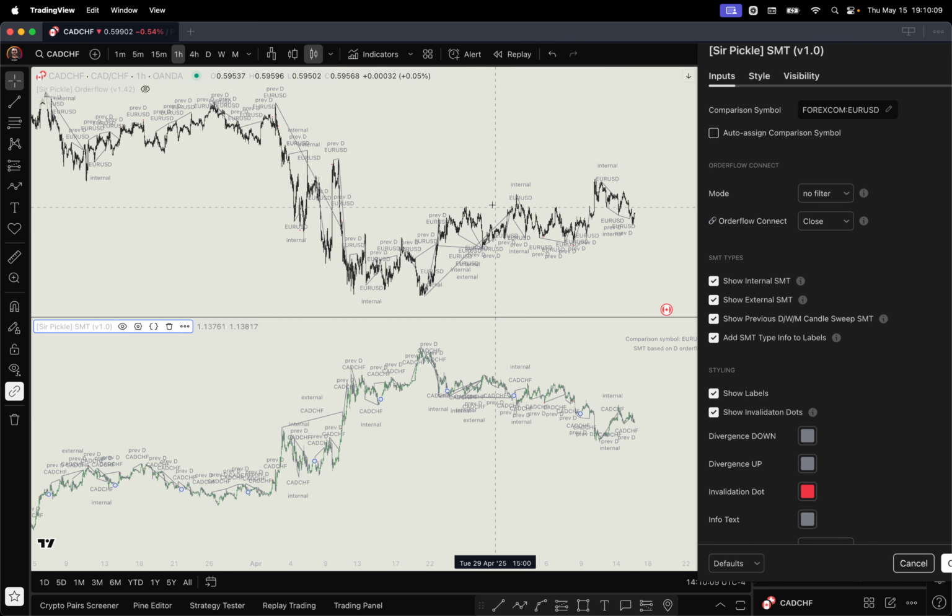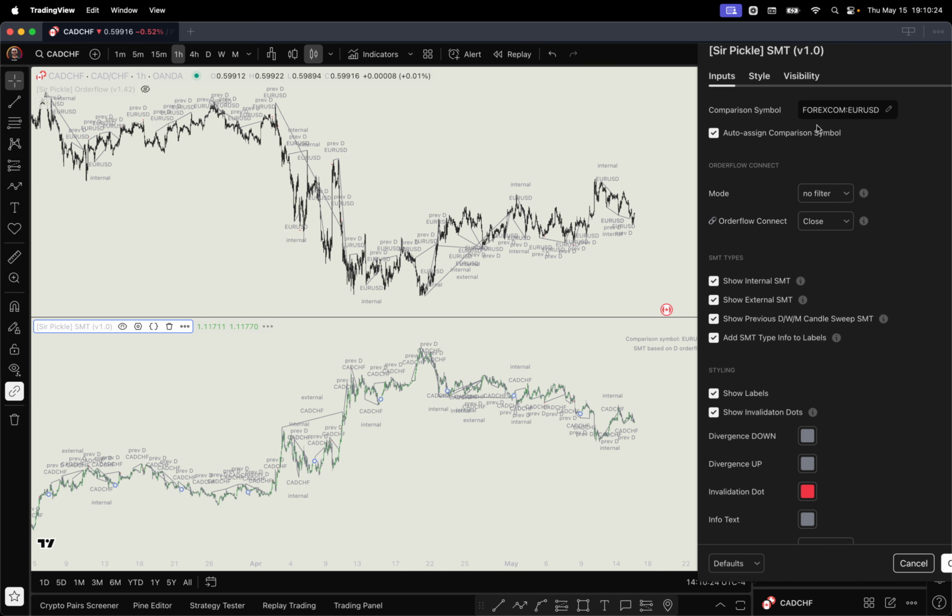Again, it doesn't make sense if you compare any symbol with Euro US dollar. It must be correlated. Otherwise, it can look like this, where it's just all over the place, where you see the charts don't even move in the same way. So here, you don't want to look at that. That would not make sense.